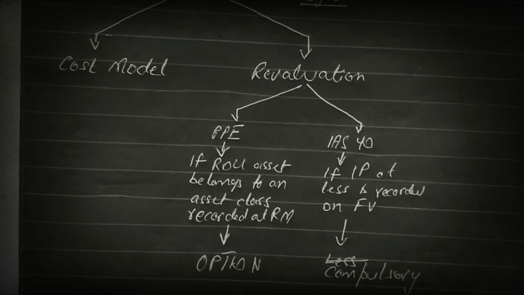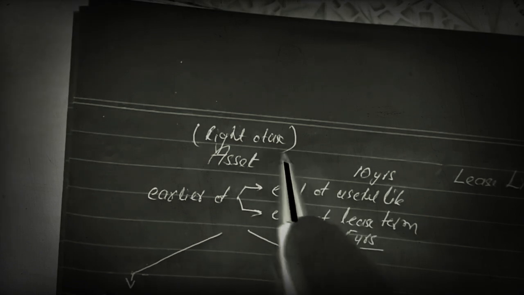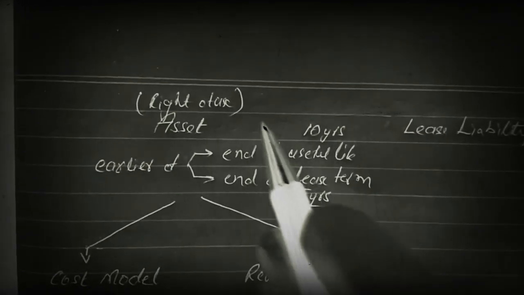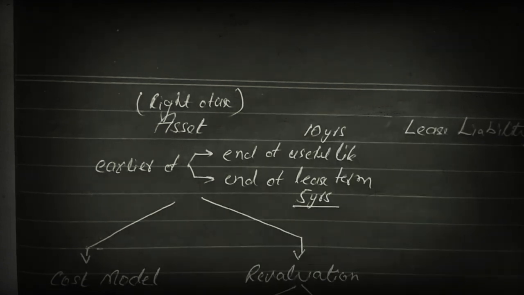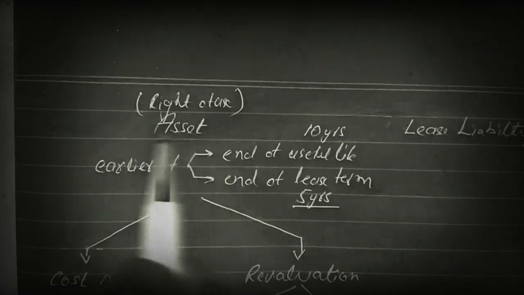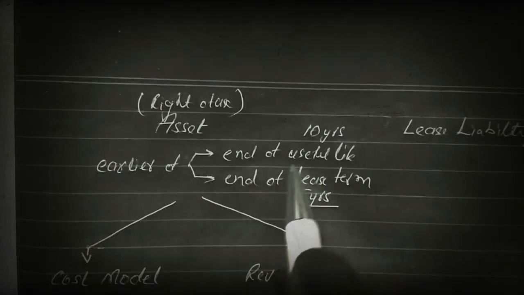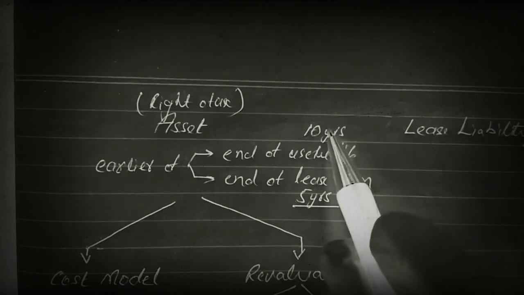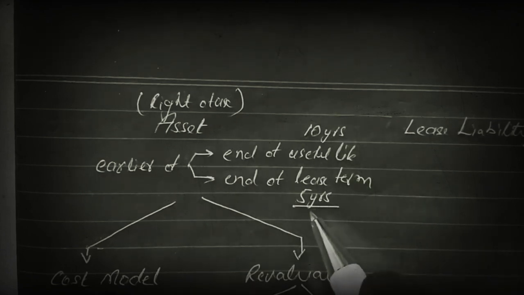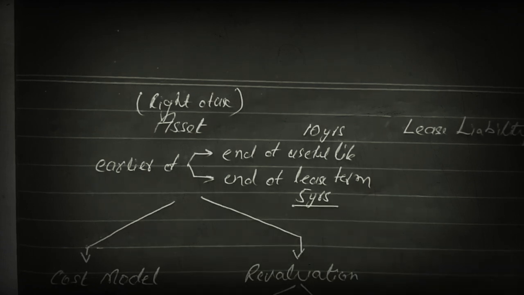So basically, when a right of use asset has been initially recorded, the lessee has to decide what the depreciation period is, and it is basically the earlier of the end of the useful life or the end of the lease term. And if the end of useful life is 10 years and the lease term is 5 years, then the asset would be depreciated over 5 years.